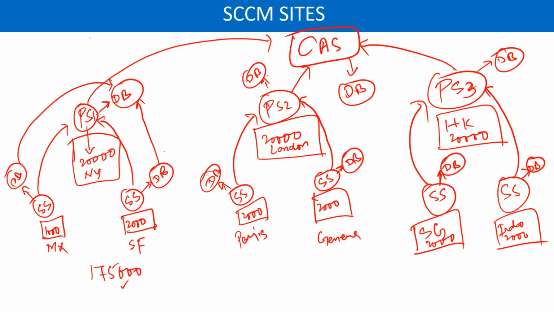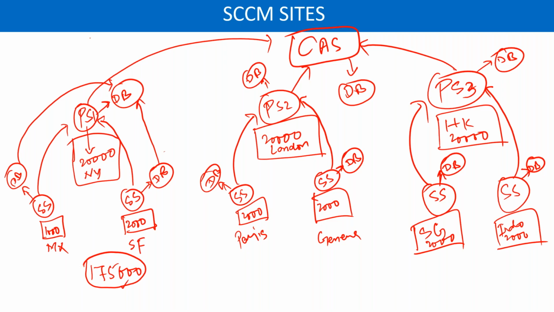So this kind of architecture is for companies which are very big, like let's say Accenture, Deloitte, IBM, which have more than 200,000 devices all over the globe. Generally, the architecture is primary plus secondary. 99% you will see primary plus secondary, because you will hardly have companies which have more than 175,000 devices.